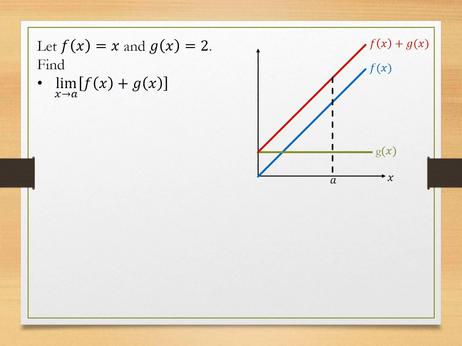It's quite clear that the limit of the sum of the two functions would be the sum of the limits of each individual function, right? It's quite clear. The trend of the red line is the sum of the trends of the blue line and the green line.